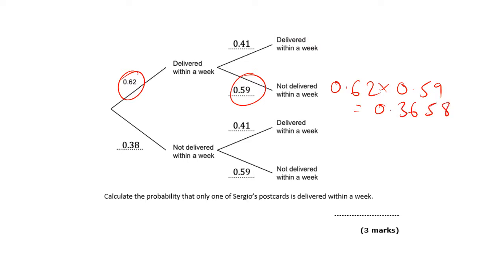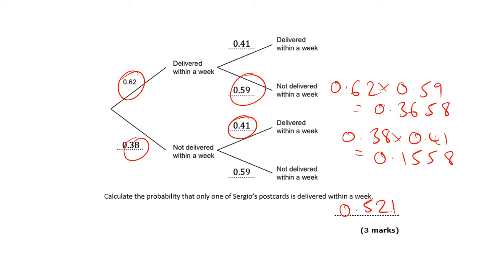0.3658. Or we could have the first postcard not delivered within a week and the second was, which would be 0.38 multiplied by 0.41, which would give us 0.1558. Now, since there are two possible routes here, we add these two answers to give us the total probability. Your final answer for this question should have been 0.5216. Well done if you got it right.